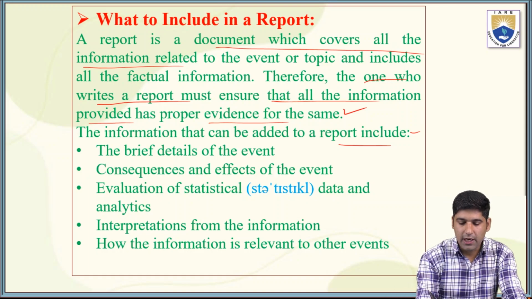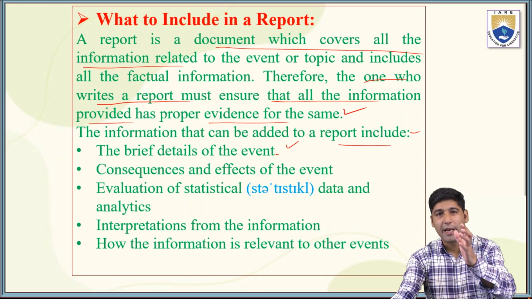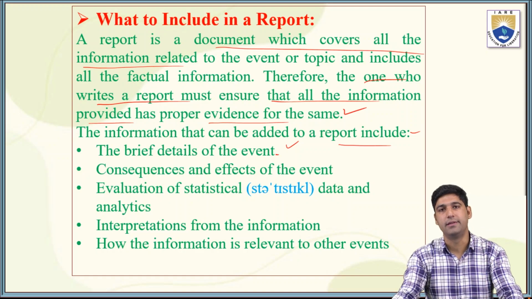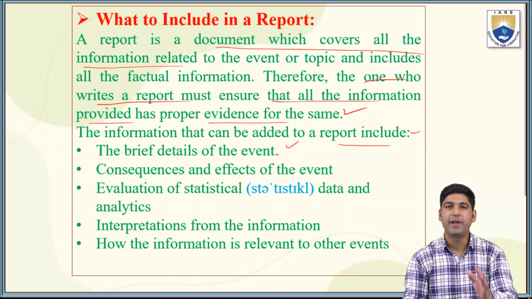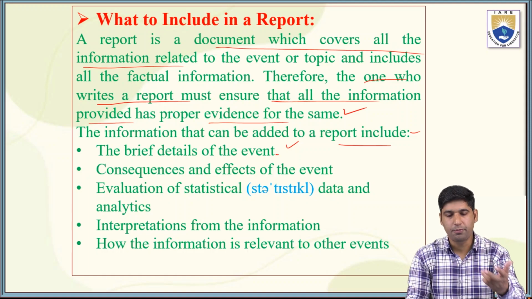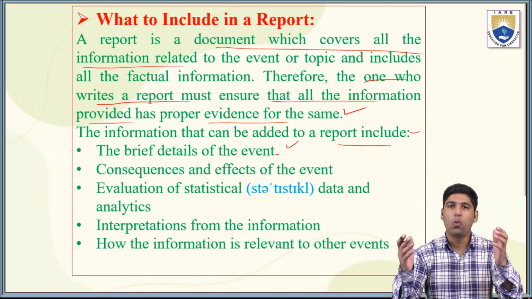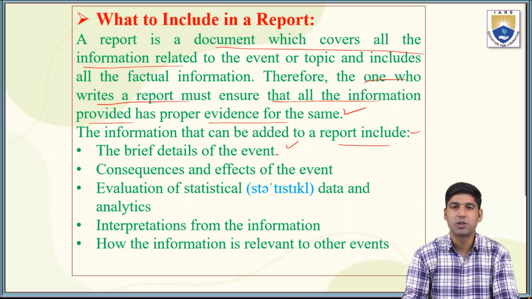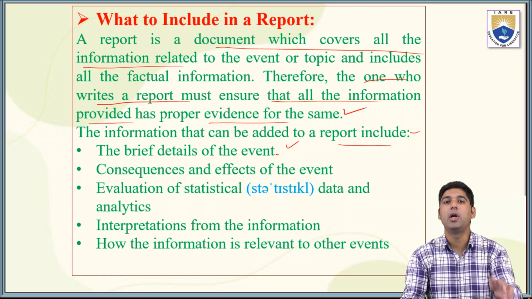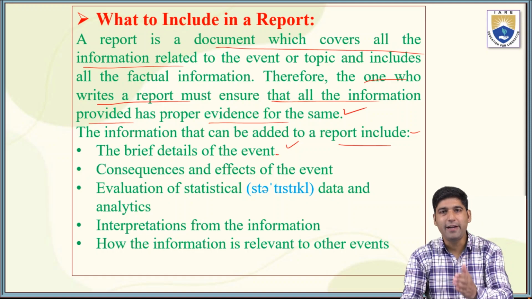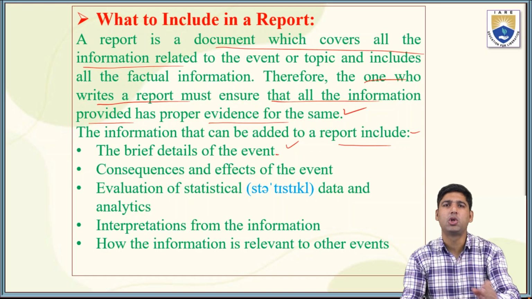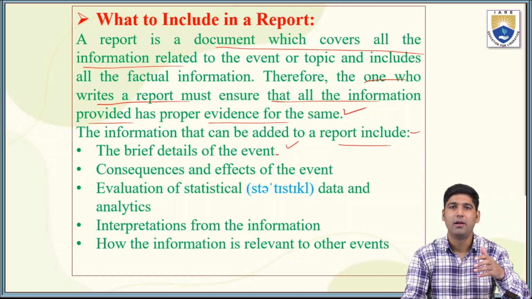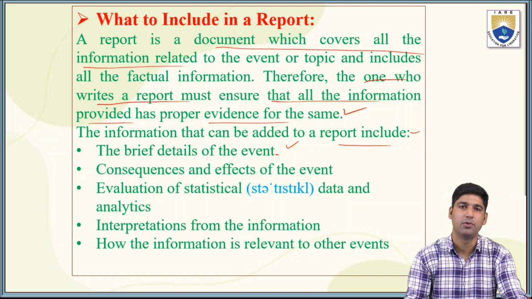One is the brief details of the event. One should give brief details of the event. When we give brief details, then only can we provide the evidence. For longer reports, it is very difficult to provide the evidence, and when we provide evidence for longer reports, they become difficult for readers to read because people don't have time to read long reports. A report is meant to be short because people go through the report and understand the whole subject matter on which you are writing.